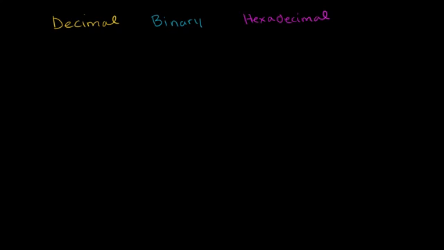What I want to do in this video is just a little bit of practice of converting between the different number systems. So let's just start with a decimal number. So literally just the number 31. And let's see if we can represent that in binary and hexadecimal.